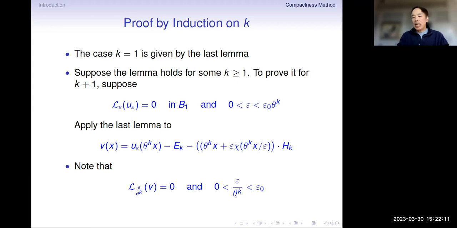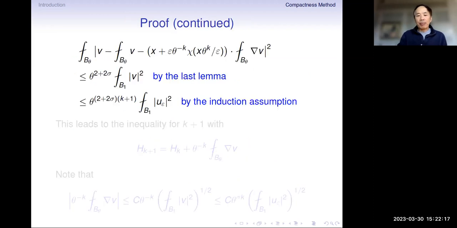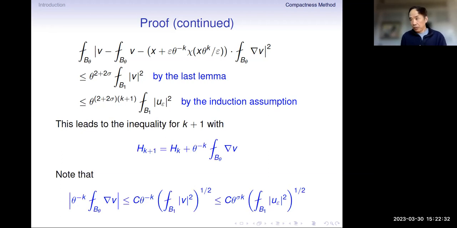But this new parameter satisfies the same condition as in the first lemma, so we can apply the estimate in the first lemma for this function v. The first inequality is by the last lemma, and the second inequality is by the induction assumption. You assume it's true for k and try to prove it for k plus 1. Then you scale this back to u epsilon, and you get exactly what you wanted. So the second step is just a rescaling technique. That's not much.